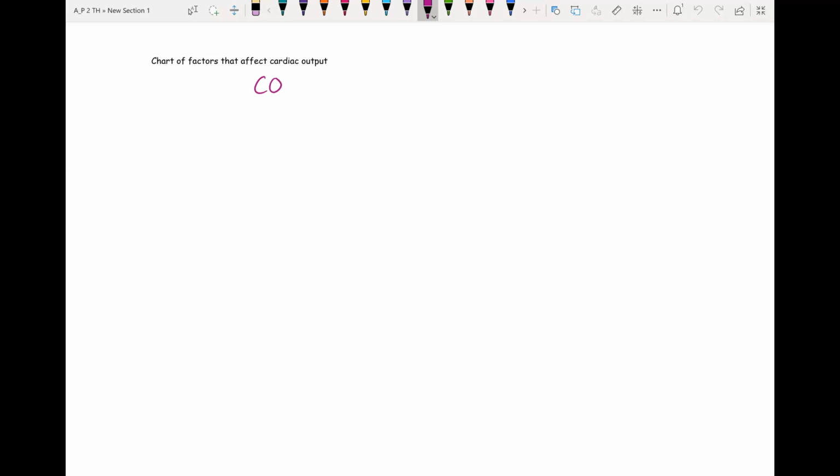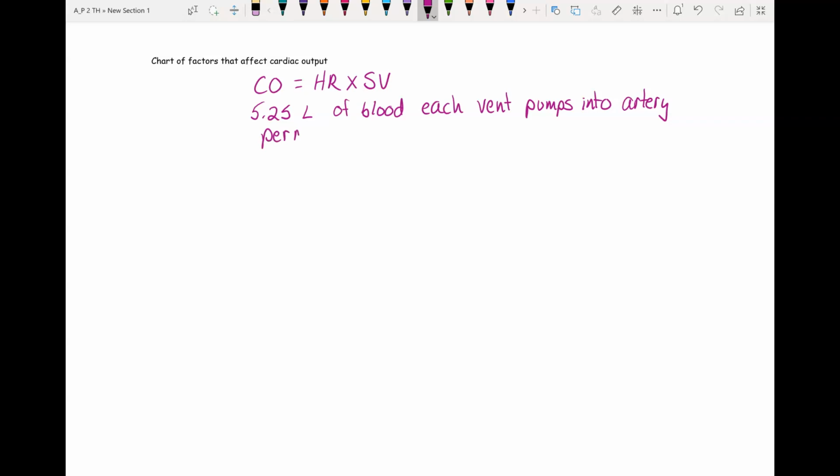So remember, cardiac output is heart rate times stroke volume. And it's the amount of blood a ventricle pumps into an artery per minute. So on average, it is 5.25 liters of blood that each ventricle, remember the right and the left have their own cardiac output, pumps into an artery. So that would be the pulmonary trunk for the right and the aorta for the left per minute.